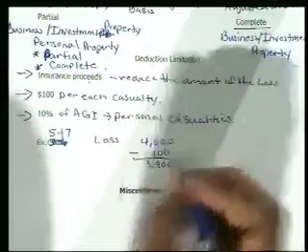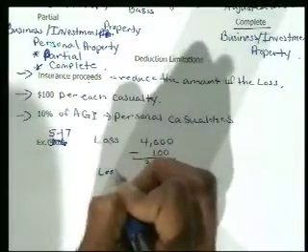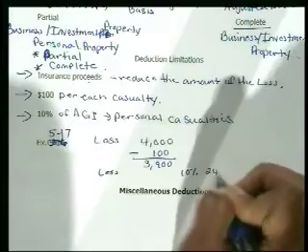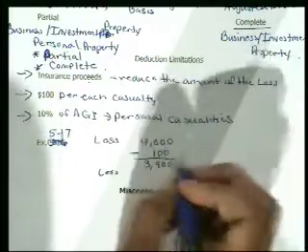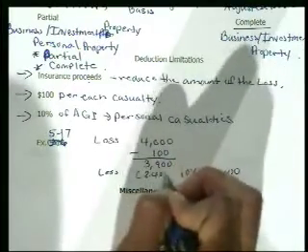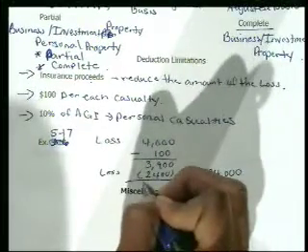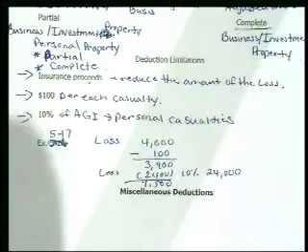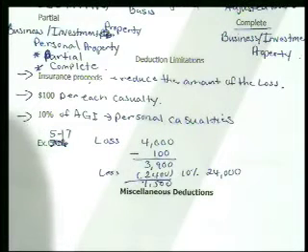And then it's going to be limited to 10% of his $24,000 AGI, which is $2,400. So therefore, his casualty loss deduction would be $1,500. His casualty loss deduction would be $1,500.